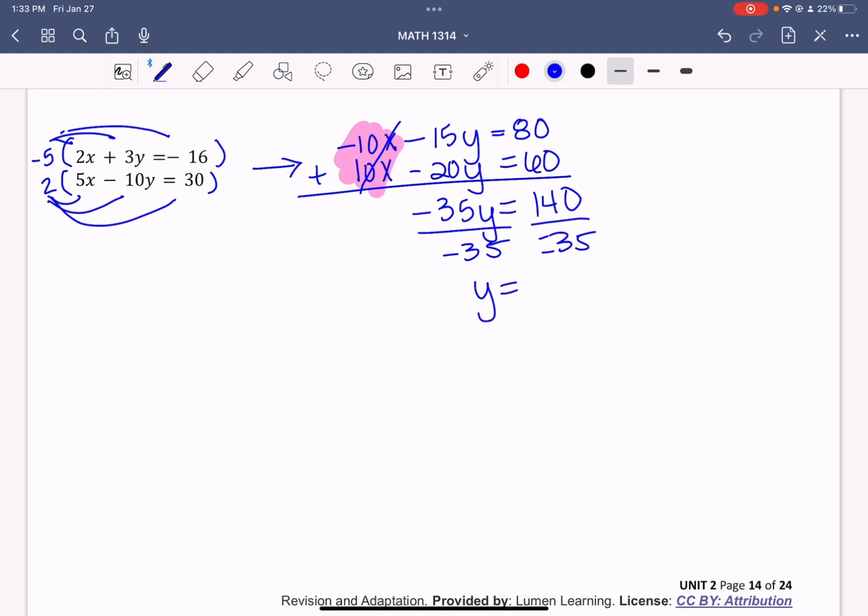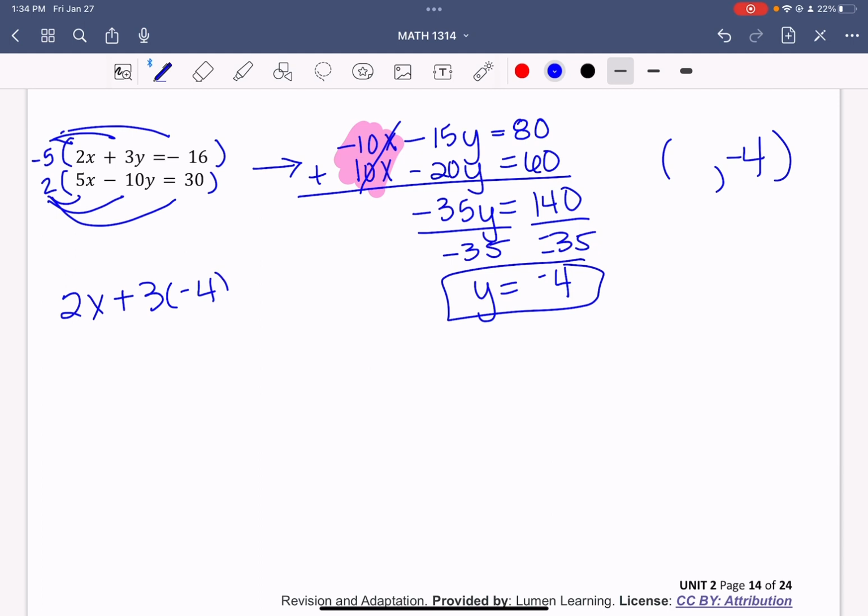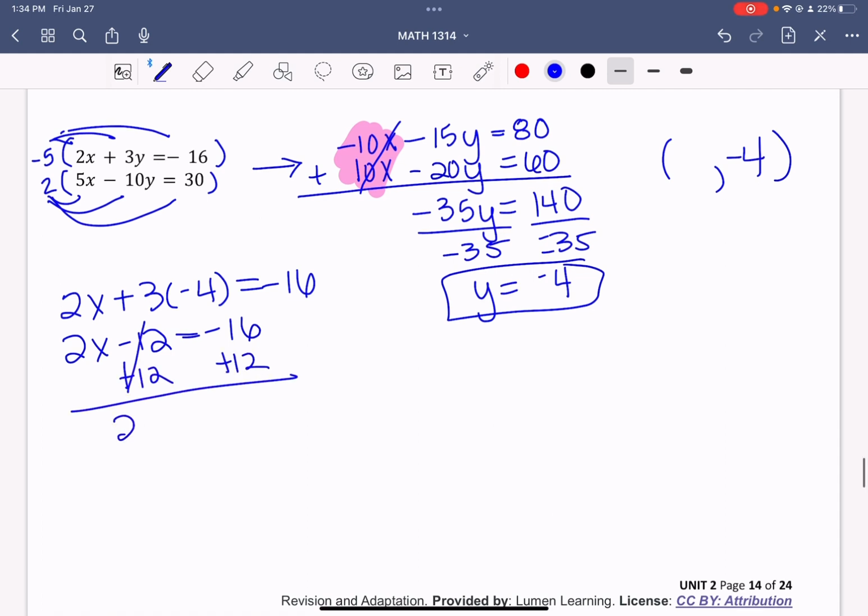And then divide by negative 35. So y is equal to negative 4. But halfway to my answer, I need that whole ordered pair. Now I'm going to plug that into either equation. I'm going to go back to my originals. So I'm going to say 2x plus 3 times negative 4 equals negative 16. So 2x minus 12 equals negative 16. Add 12. That gives me 2x equal to negative 4 and divide by 2.